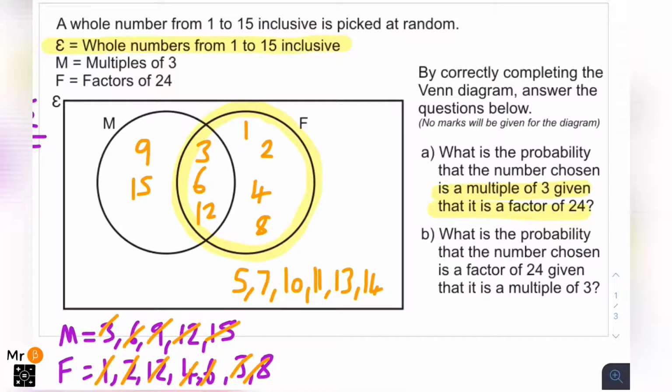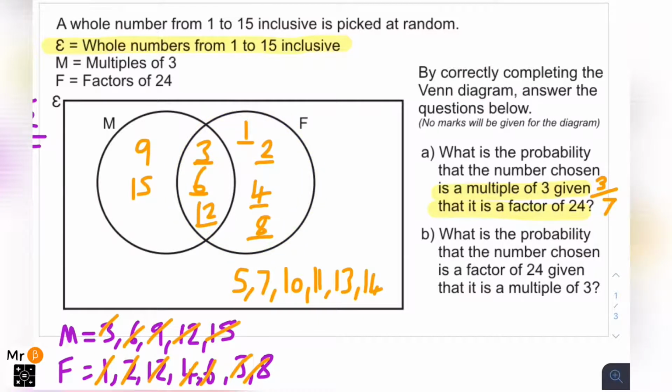And to work out the probability that it's a multiple of 3, we count how many numbers we've got here. So we have got 3 numbers out of a total of 1, 2, 3, 4, 5, 6, 7 numbers. So therefore our probability is 3 over 7.